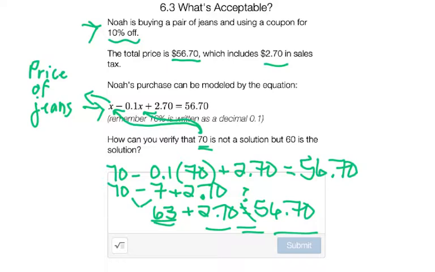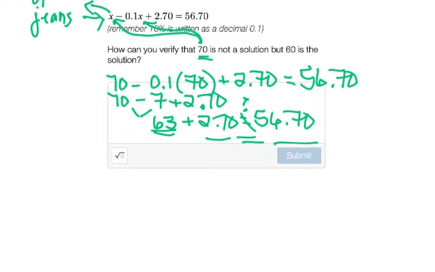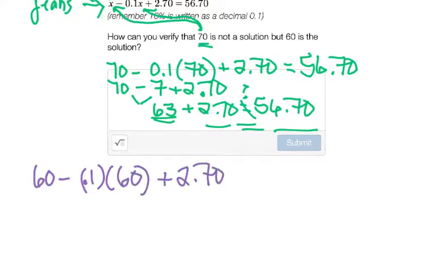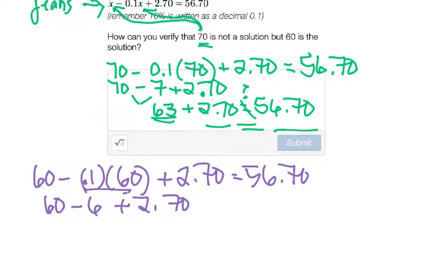So it doesn't work. How could I verify that 60 is a solution? Well, I'm going to do the exact same thing. In fact, I'm going to substitute in 60 for x. So I'll do that in purple. I'm going to go 60 minus 0.1 times 60 plus 2.70. And does that equal 56.70? So I'm going to go ahead and do the math. This is 6. So 60 minus 6 plus 2.70. And again, I want to know, does that equal 56.70?